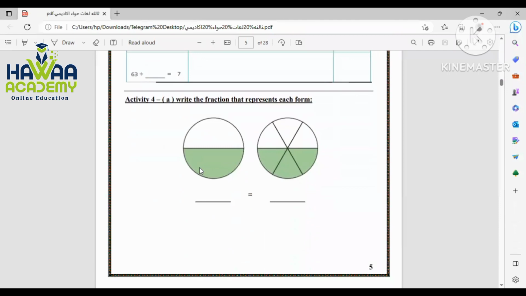Activity number 4, write the fraction that represents each form. Okay, the fraction here will be half, 1 over 2, and here will be 3 over 6, because just 3 are shaded out of 6 parts. So 1 over 2 equals 3 over 6. Okay, let's continue activity number 4.